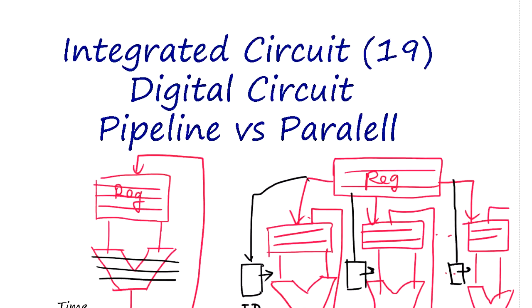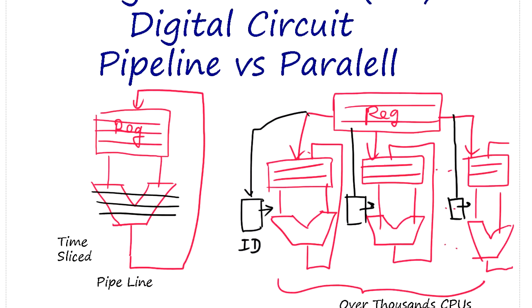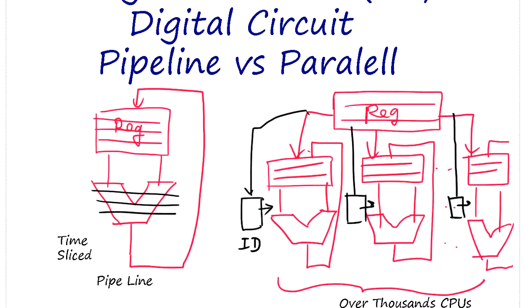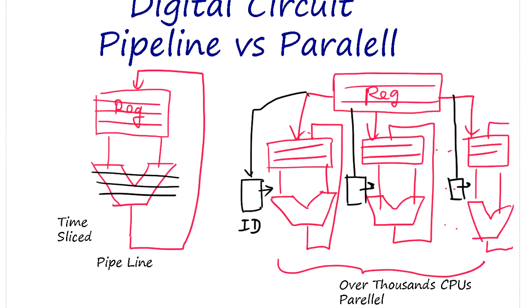Integrated circuit 19, digital circuit: pipeline versus parallel computing. So let's try to clearly understand what the pipeline architecture is and what the parallel architecture is. Now, pipeline is basically using a conventional CPU. You time slice each task. That means you have a register here, register here, register here.